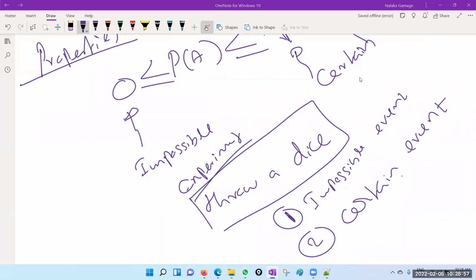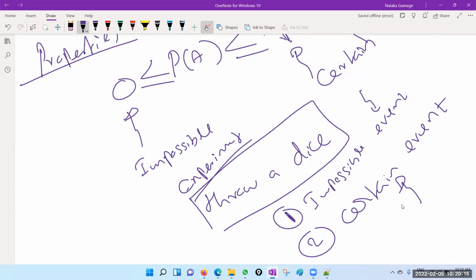Okay, so there are an infinite number of impossible events you can think of. Infinite number of impossible events. An infinite number of certain events. Can you give me one more certain event? I just need one more certain event.